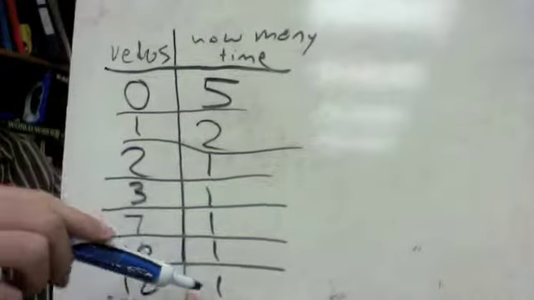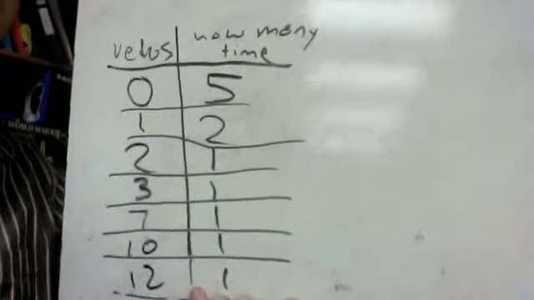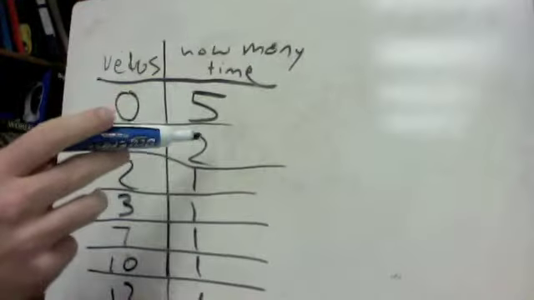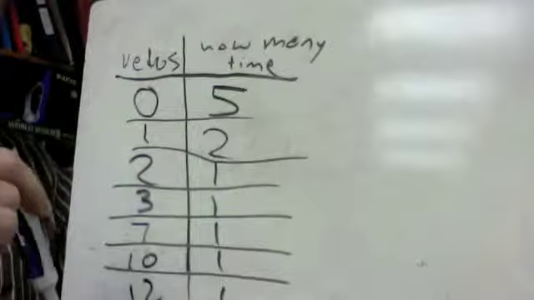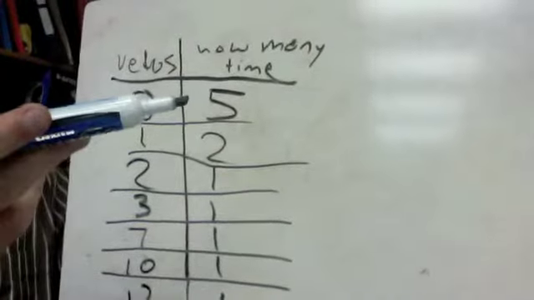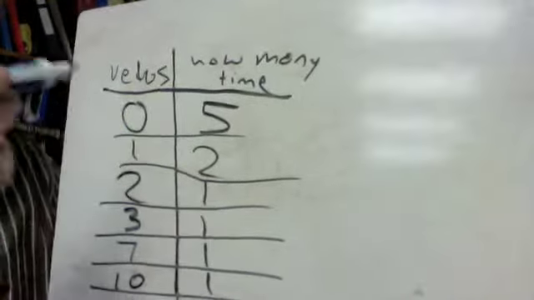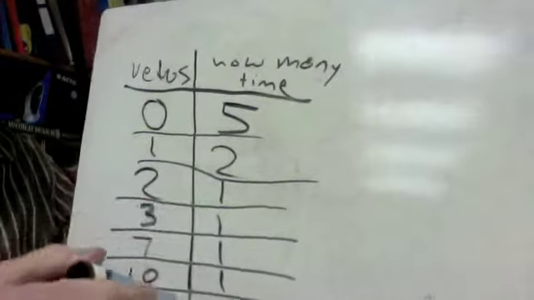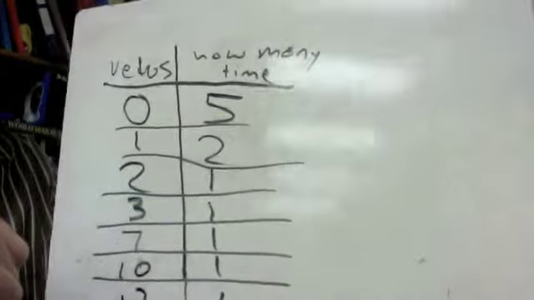Now for a frequency chart, off to the side we're just listing how many times each of those things happened. If you want to make tally marks first, that would be fine, and then add them up. But I can just look at the chart and tell that there are 5 zeros on there, 2 1s, and 1 of everything else. So I have it listed like that.